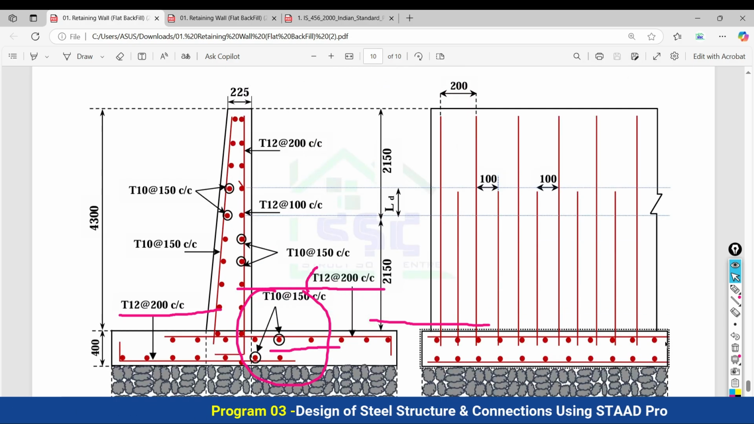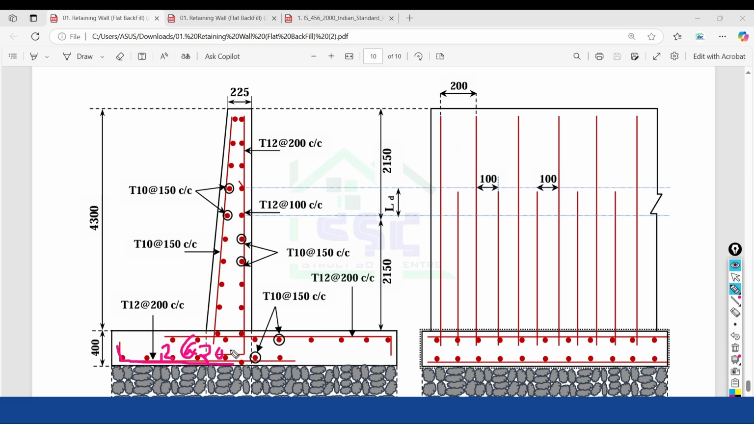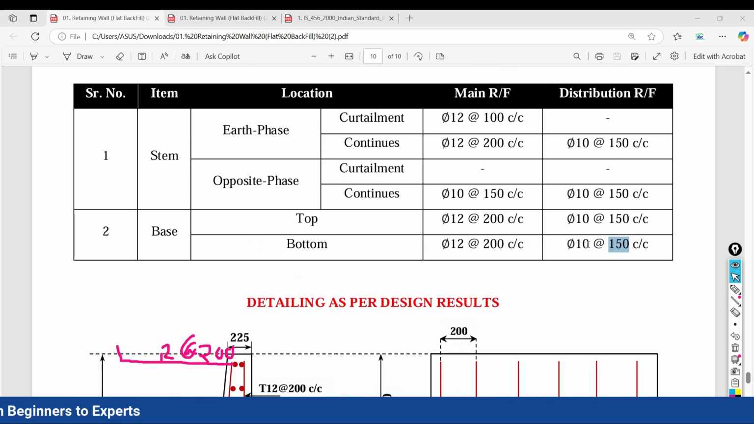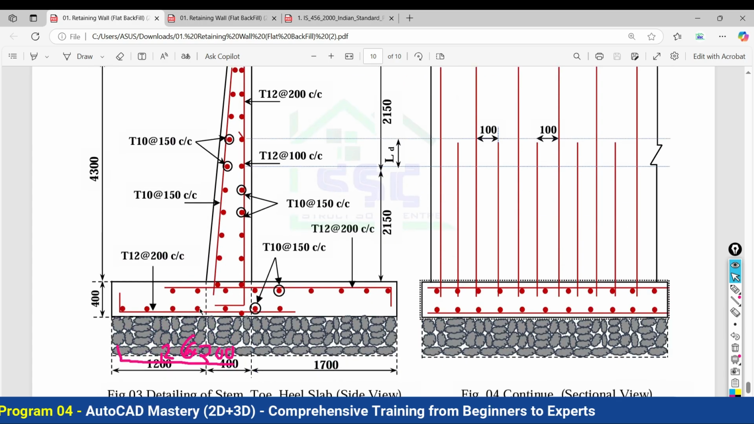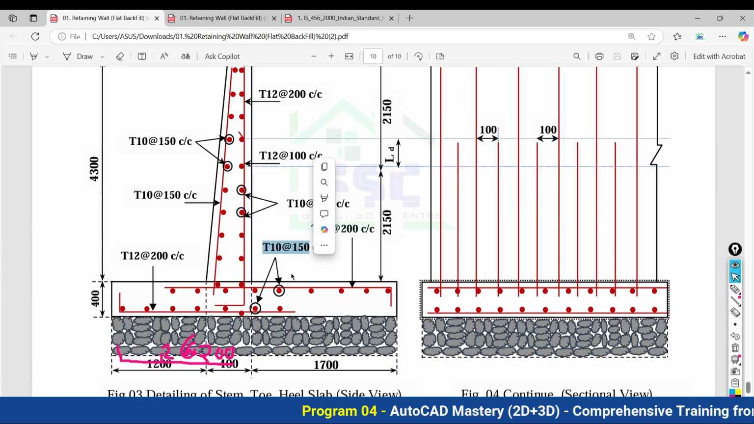So overall for the base, bottom reinforcement needs to be provided as 12 mm diameter of bar at 200 mm center to center as the main reinforcement, and distribution reinforcement as 10 mm diameter of bar at 150 mm center to center. These dots are your distribution reinforcement, 10 mm diameter of bar at 150 mm center to center at top and bottom both.